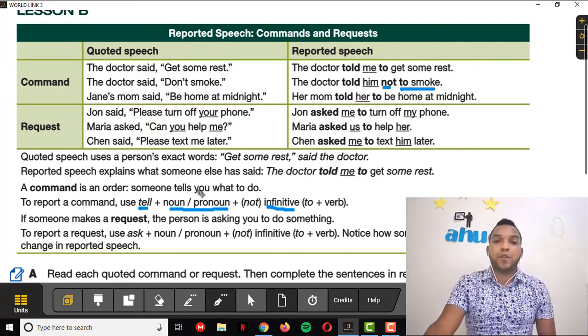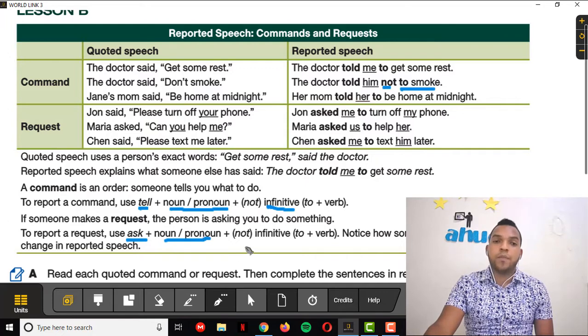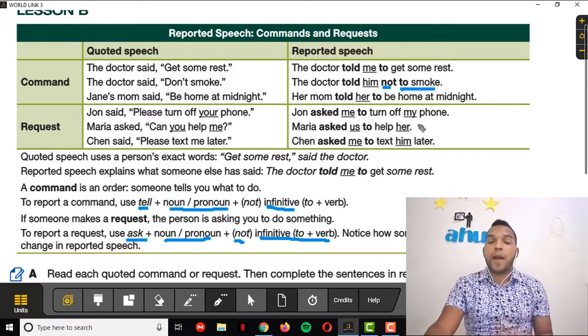Actually, we have to use the verb ask plus the noun or the pronoun, and the same as always, not if it's necessary, plus the infinitive. So notice how, as you see, some of them underline the words that changed in the reported speech. For example, in a request, it would be, John said, please turn off your phone. Now, in a reported speech, if it's a request, I have to say, John asked me to turn off my phone.